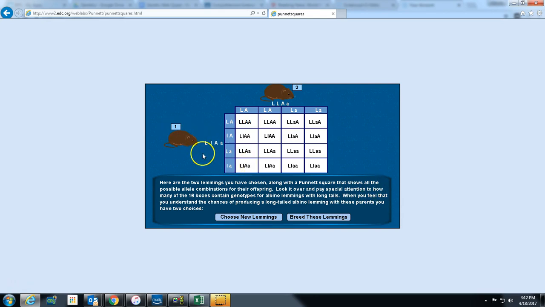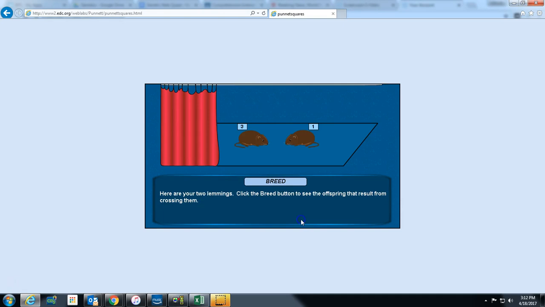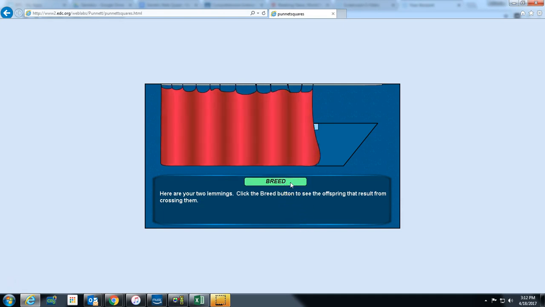Okay, now we have long tail, we have long, so all of our lemmings are going to have long tails, which is what we want. Now we're worried about the albino. Because both of them carry the albinism trait, we have some that are going to be albino. We actually have 4 that are going to be albino. So let's go ahead and try to breed those and see what we get.